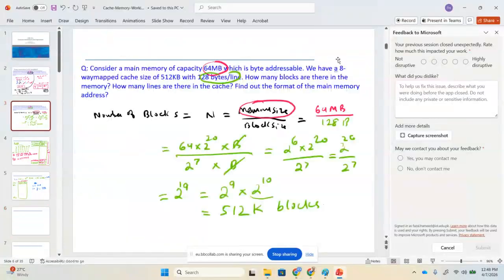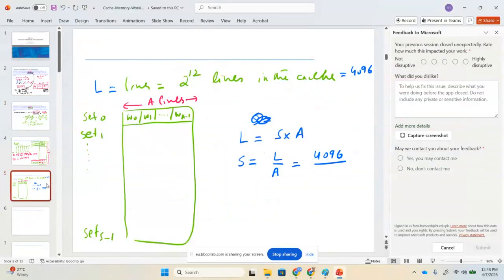So A is 8. Associativity is 8. Can you see here? We are 8-way associative, so it means that A is 8. So then it will be 2048, 1024, and 512. So what is S here? S is 512. Now we want to find the index bit.